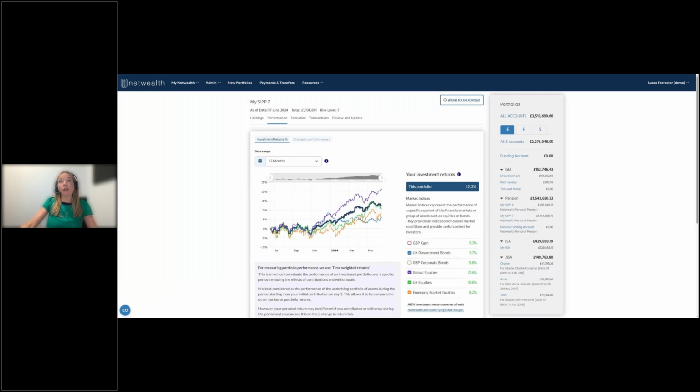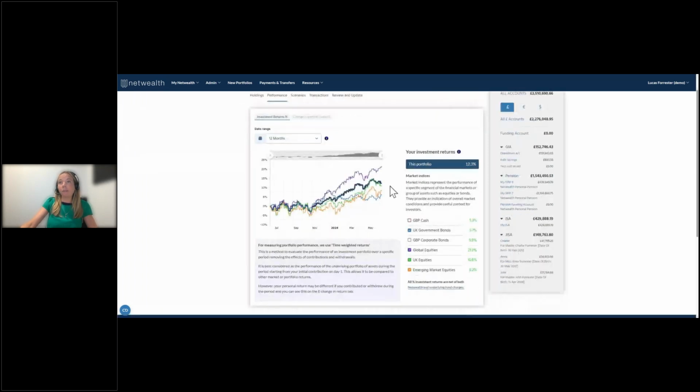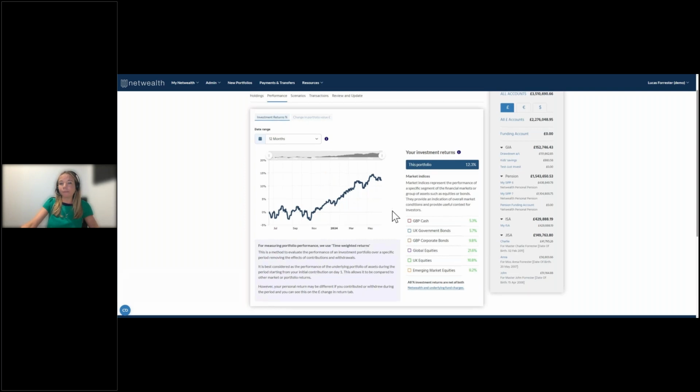It defaults to looking at the percentage returns over the last 12 months. So we can see this here, in the dark blue line, and we allow you to compare it to various benchmarks just to understand how you performed compared to different indices within the market. So you can see UK equities there in green and emerging market equities there in orange, but the overall portfolio performance over the last 12 months is here in the dark blue.